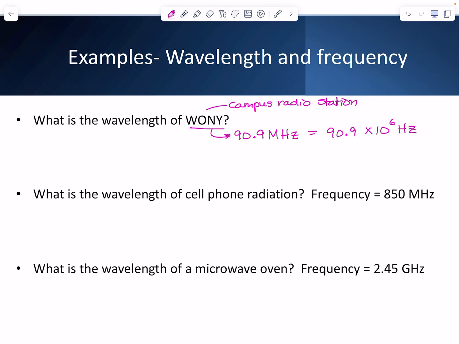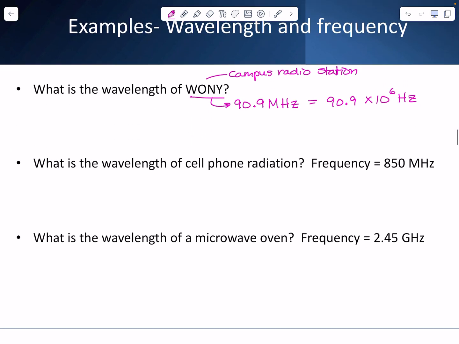So our relationship between wavelength and frequency is c equals lambda nu. I realize that I did not tell you the abbreviation for frequency. Nu is frequency, and that's the Greek letter called nu. And c is our speed of light, which is 3 times 10 to the 8th meters per second. What we want to know is the wavelength.